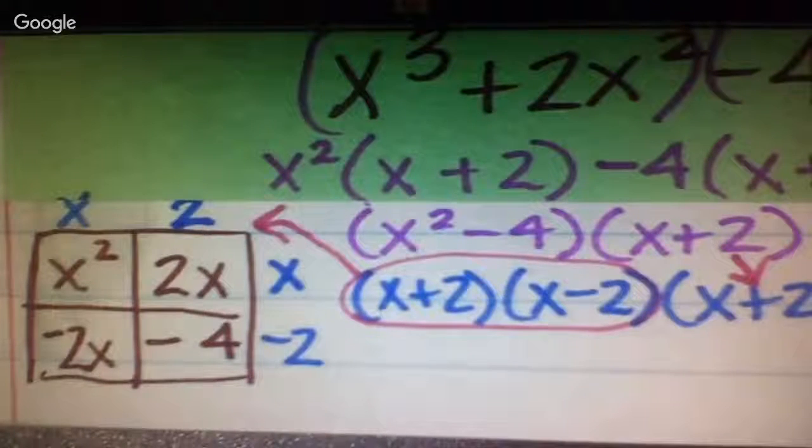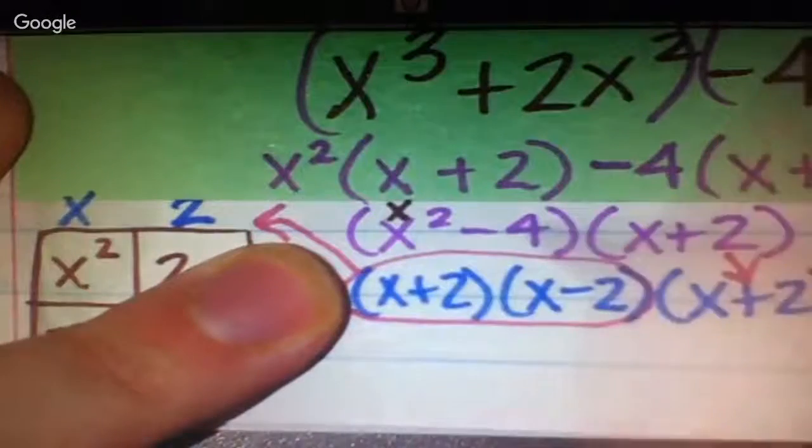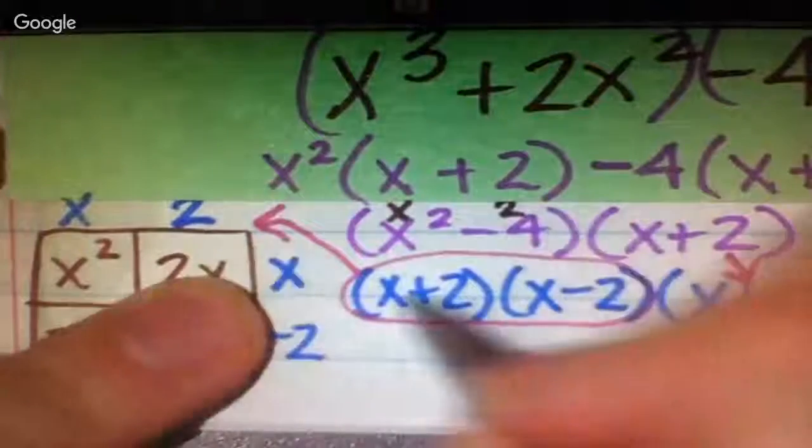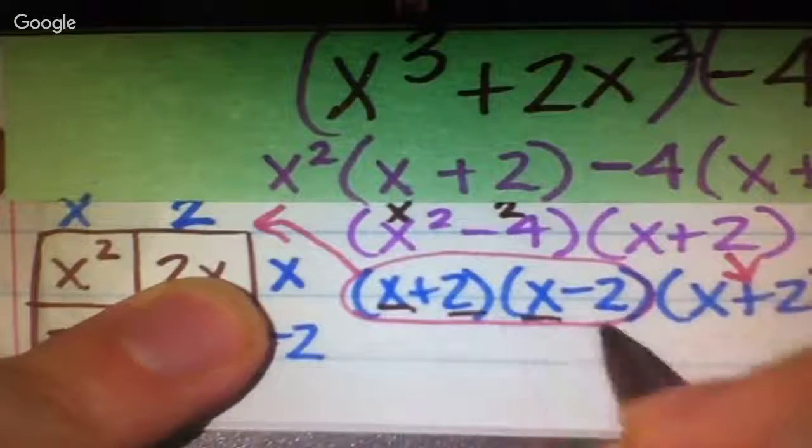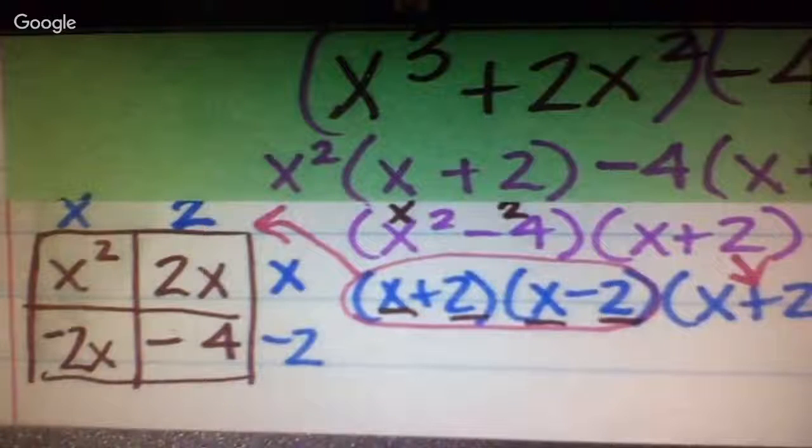So this usually only happens when your x squared one becomes a difference of 2 squares. Remember, in order to identify a difference of 2 squares, can I take the square root of x squared? What's the square root of x squared? X. What's the square root of 4? 2. That's where this came from and this came from. And then you need 1 plus and 1 minus.